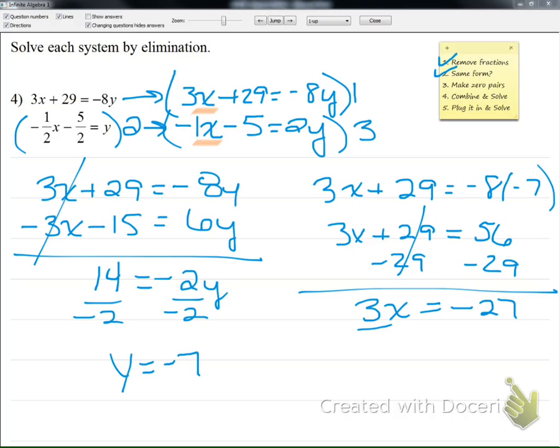negative 29. Oh, you know what? If you were watching because you thought you made a mistake, I made a mistake with my signs right here. It's easy to do. 56 minus 29 is not negative 27. So I'm going to correct that mistake there. It's a positive 27. It is a 27 because they're opposite signs, but it should have been a positive 27. Then you divide both sides by 3.